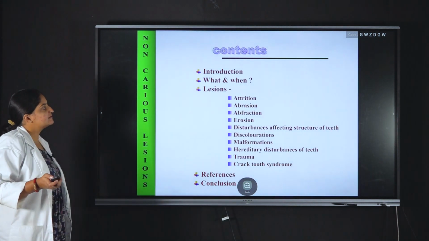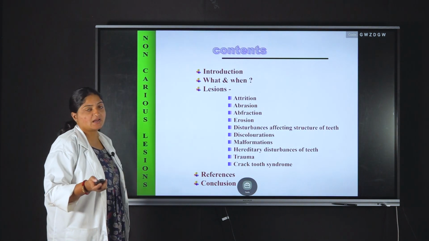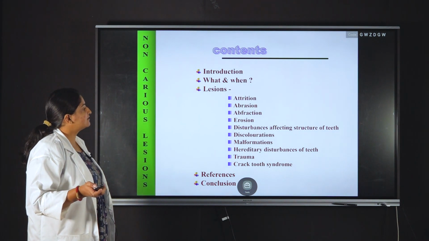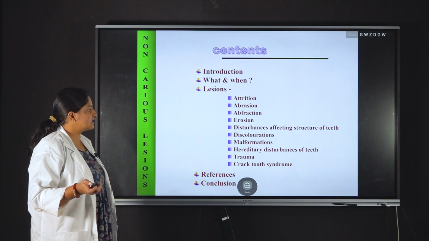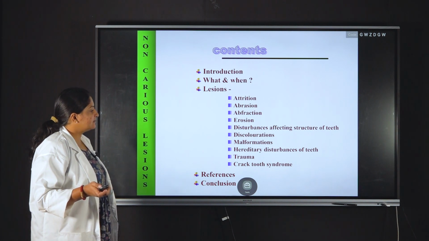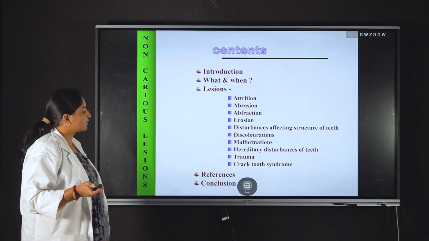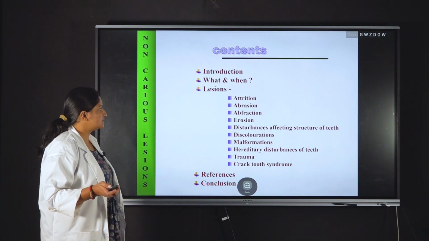So coming to the contents: introduction, what and when, and lesions: attrition, abrasion, abfraction, erosion, disturbances affecting structure of teeth, discolorations, malformations, hereditary disturbances of teeth, trauma, cracked tooth syndrome, references and conclusion.